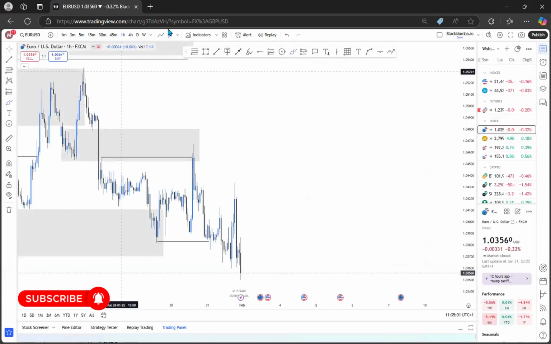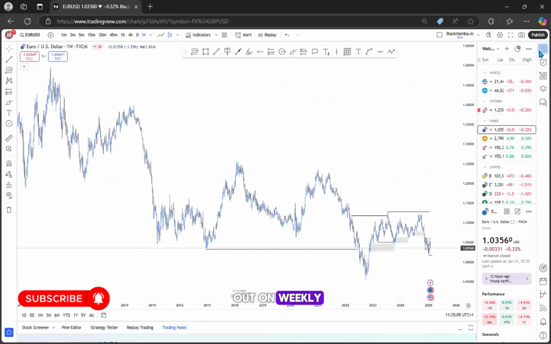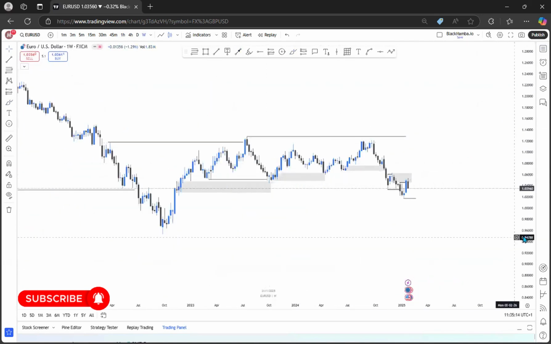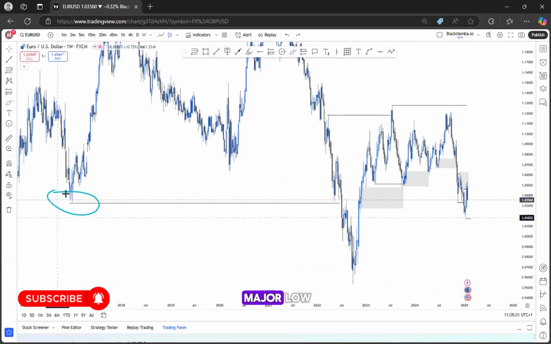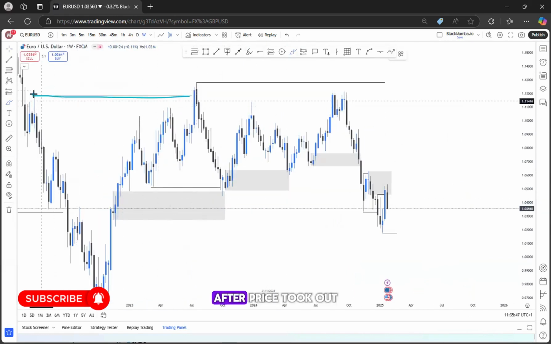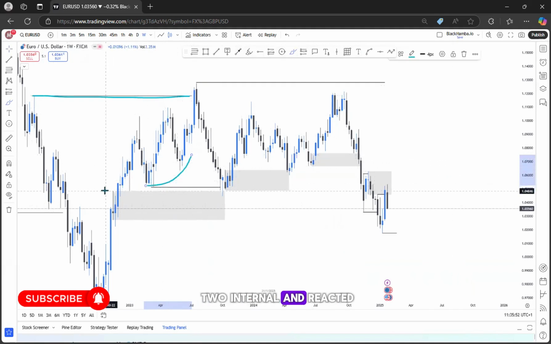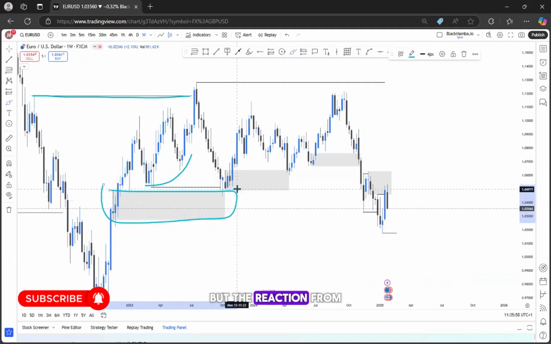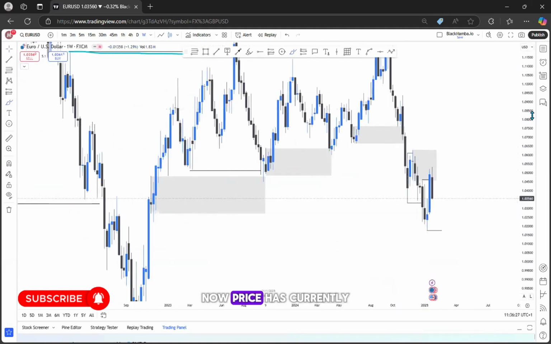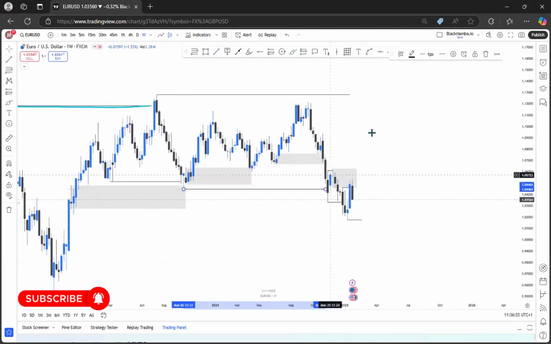Let's go to EURUSD. Now, if you zoom out on weekly, you see that weekly is currently bearish, obviously. After price broke this major low, price retraced back up to take out this liquidity. After price took out this liquidity, price came for this internal low and reacted from here, but the reaction from here did not break this high. So price targeted this low here. Now price has currently flipped bearish on weekly.